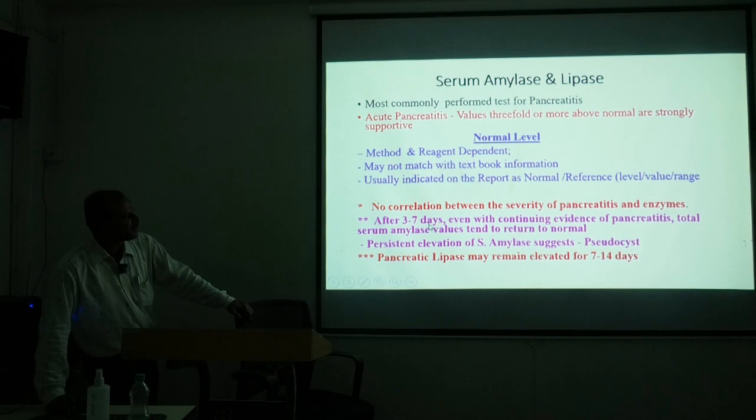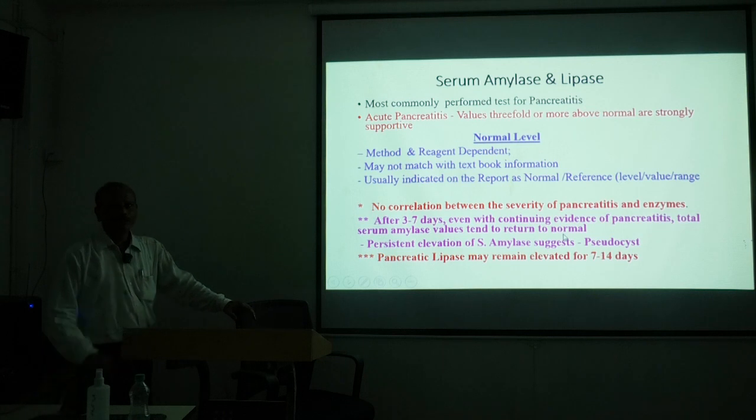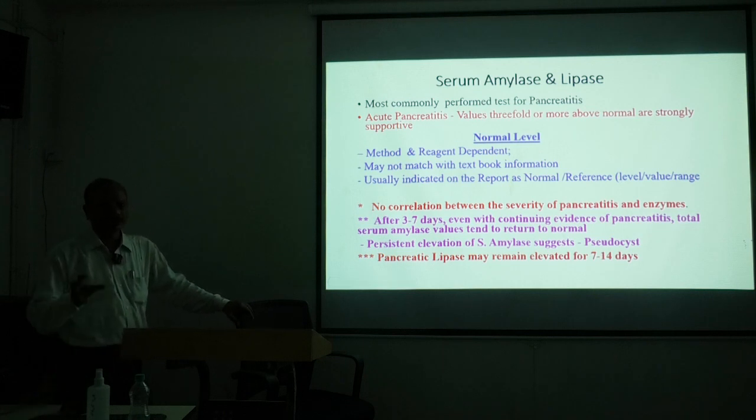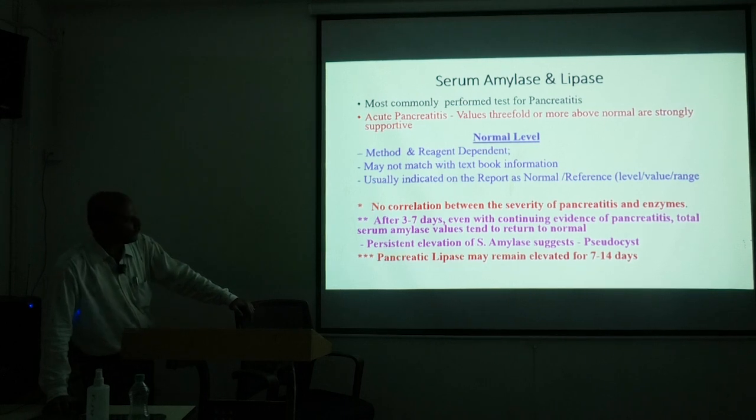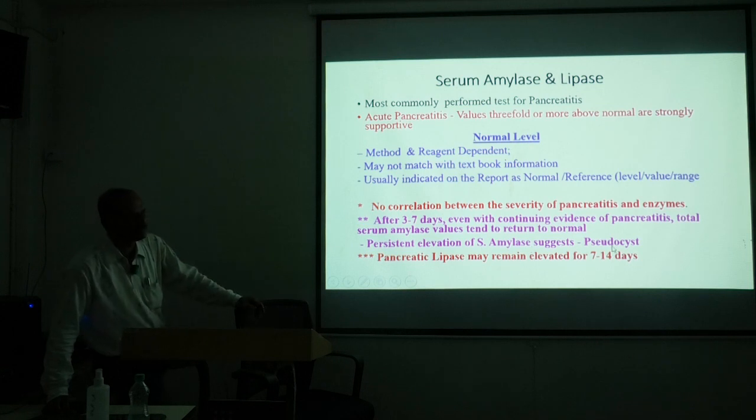One thing you must remember: after 3 to 7 days, even with continuing evidence of pancreatitis, the total amylase value will tend to normalize, because after the cells have been damaged, all the amylase present in the cells will get cleared by the kidney. Although there is inflammation, there will be no more cells able to secrete amylase, and you may get a baseline or slightly higher value, but not that much. Persistent elevation of amylase without any symptom, maybe with an abdominal lump, suggests a pseudocyst. One important thing is that pancreatic lipase may remain elevated for 7 to 14 days.